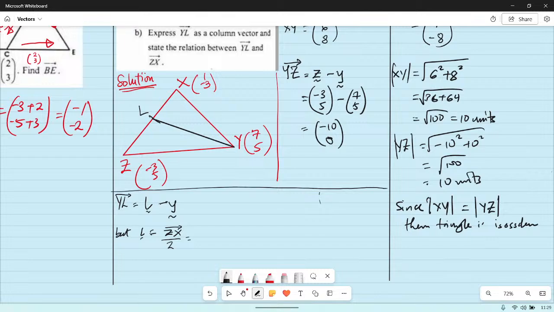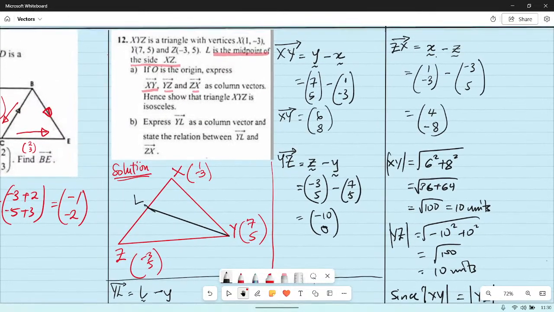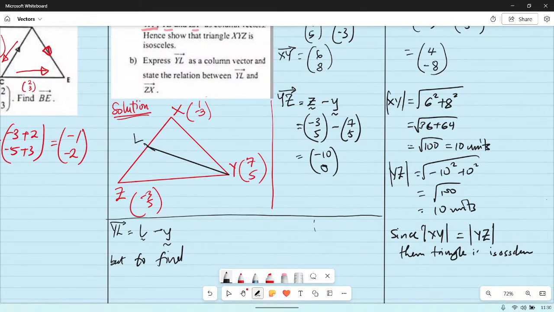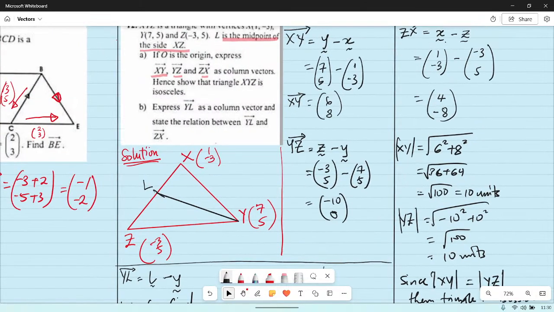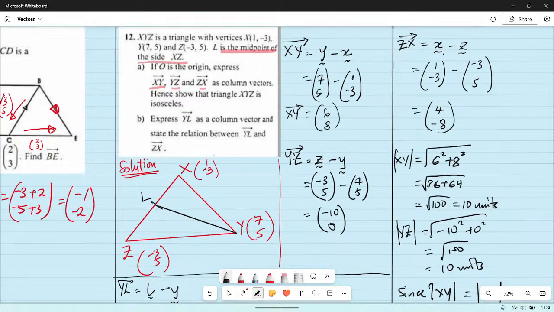Let's use the midpoint theory, because we want the coordinates of L. Let's see if they are really using coordinates. Yes, they are using coordinates. So I don't have to write these ones as vectors in the first place. I have to write them as coordinates. You understand? It should be coordinates, not vectors.